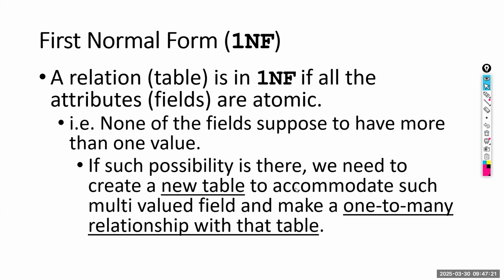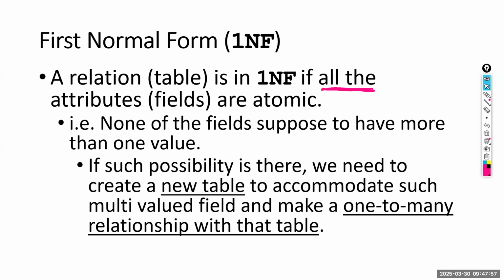So what is meant by first normal form? A table or relation is said to be in first normal form if all the attributes are atomic. Simple as that. All the attributes must be atomic. If there's at least one attribute which is not atomic, your table is not in first normal form. If you find any non-atomic field, you need to take that field out and take it to a different table and create a one-to-many relationship with that.